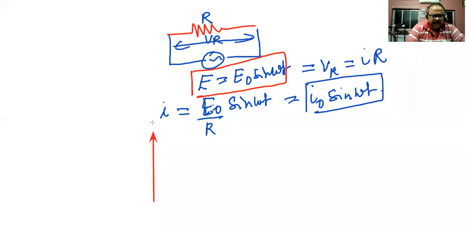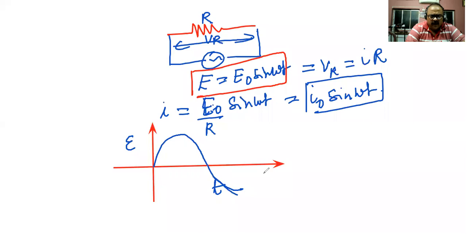Suppose this is the y-axis and this is the x-axis. If I just try to draw it over here, obviously this is, suppose, your EMF and this is your time. So we can say this is your EMF varying with time sinusoidally like this. And this value is actually your peak value of the EMF. We have already seen that.